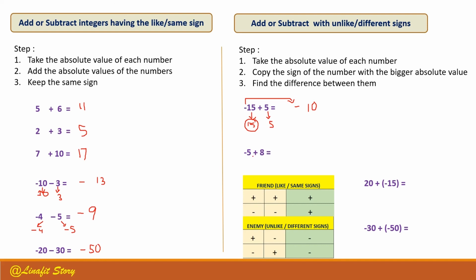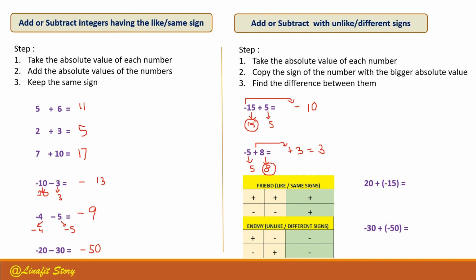Next, negative 5 plus 8. The absolute value of negative 5 is 5. The absolute value of positive 8 is 8. Which one is bigger, 5 or 8? 8 is bigger. So you just copy its sign, positive. What's the difference between 5 and 8? The difference between 5 and 8 is 3. So the answer is positive 3. Or you just write it as 3.